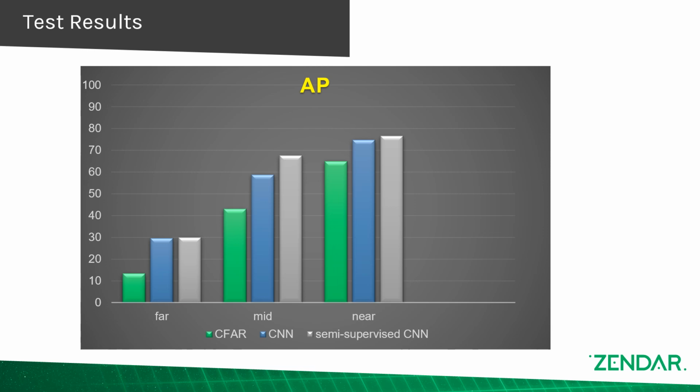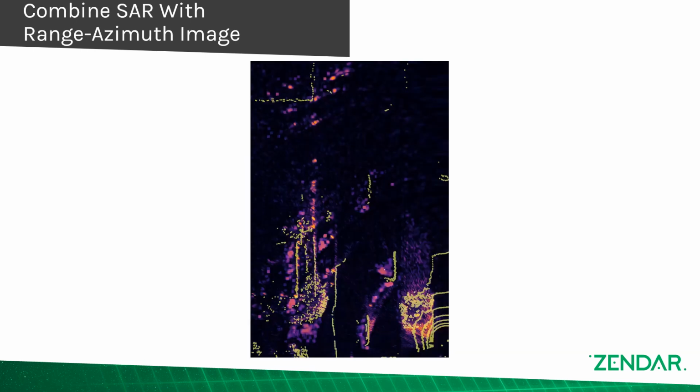CFAR is an adaptive thresholding method to detect points over the range Doppler map. We have trained the CNN with human annotations, and the semi-supervised CNN is first trained with unsupervised labels and then fine-tuned with human labels. Moving from CFAR to semi-supervised CNN, you can see a consistent boost across different ranges. We show the results of detecting moving objects over the range Doppler map and then projecting them into the SAR.